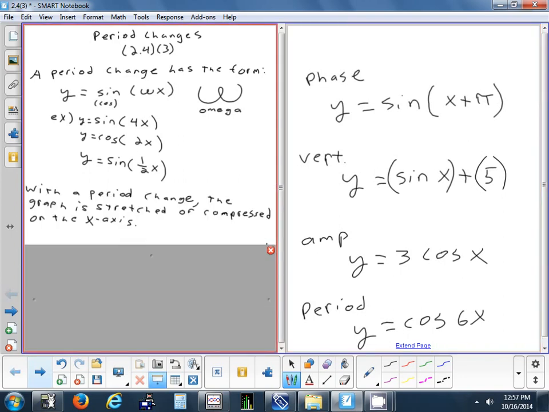All right, so the idea of a period change, you're compressing and stretching on the x-axis. Next thing we want to figure out is which way does it stretch and which way causes it to compress. That depends on the number in front of x. Let's look at sine 4x. Anybody have a guess how that's going to look compared to sine of x? Is sine 4x going to stretch or compress? What do you think?